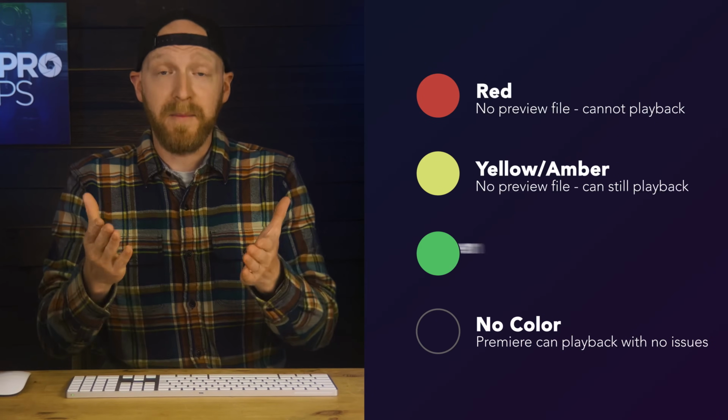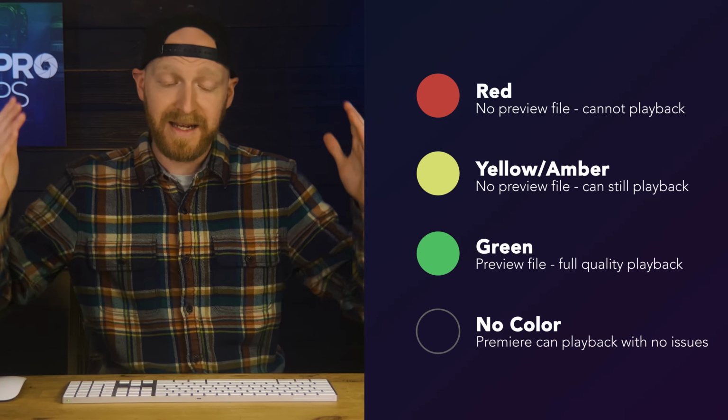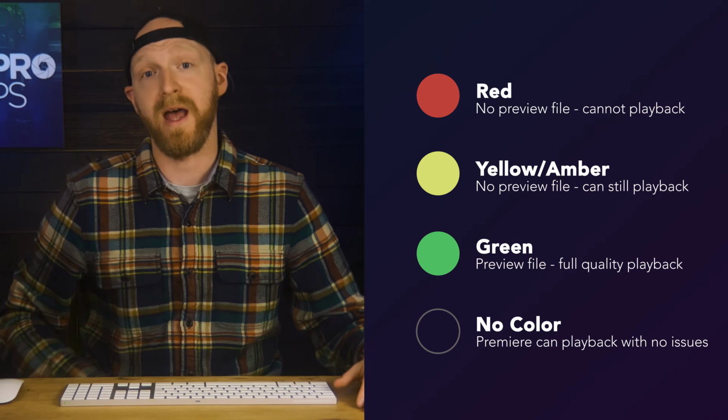So that just leaves us with green, and green in the traffic light means go, and green in Premiere Pro also means go, because that means it has a preview file. You've already rendered that section of the timeline and it can play it with no problems whatsoever.